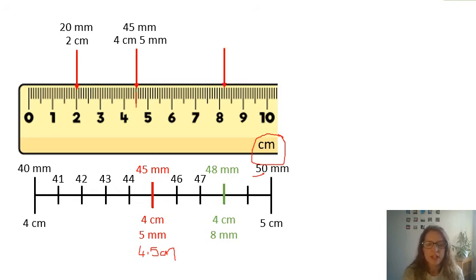What about this red arrow up here? Have a go at working out this one. Again, do it in centimeters and in millimeters. Okay, so pause and come back once you're ready for the answer. Okay, let's have a look. So it is 8.2 because we've passed the 8 and 2 lines past it. And in millimeters, that'd be 82 millimeters.